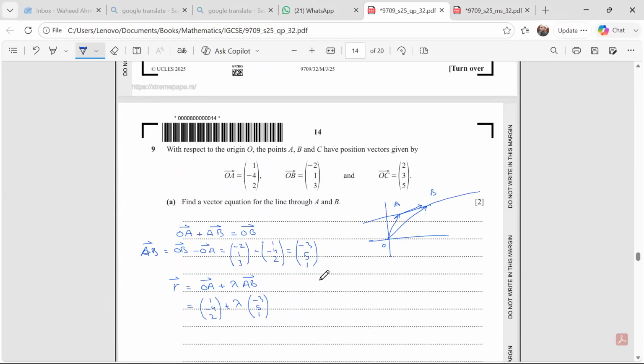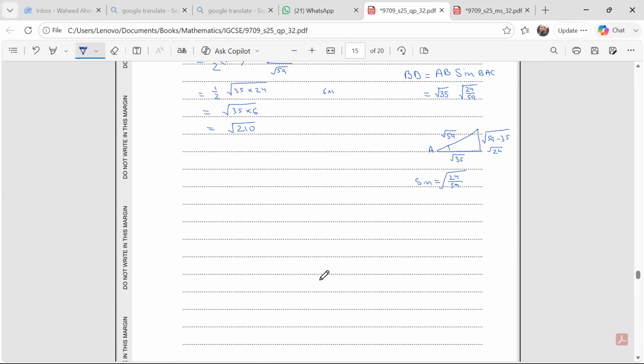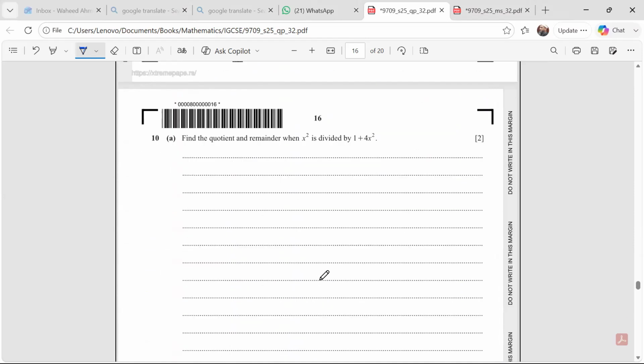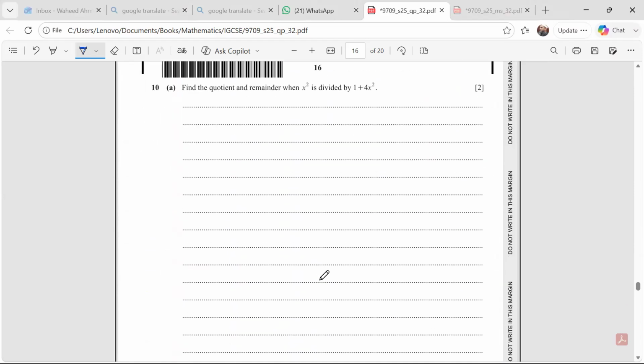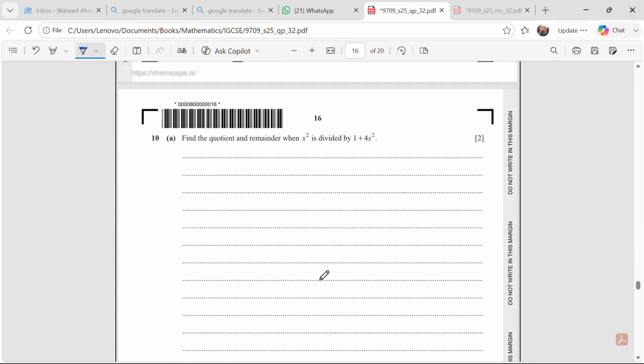Here we go, question 10. Part A is very simple. Find the quotient and remainder when x squared is divided by this expression. If I write it as 4x squared plus 1 instead of 1 plus 4x squared, it should be okay, right?